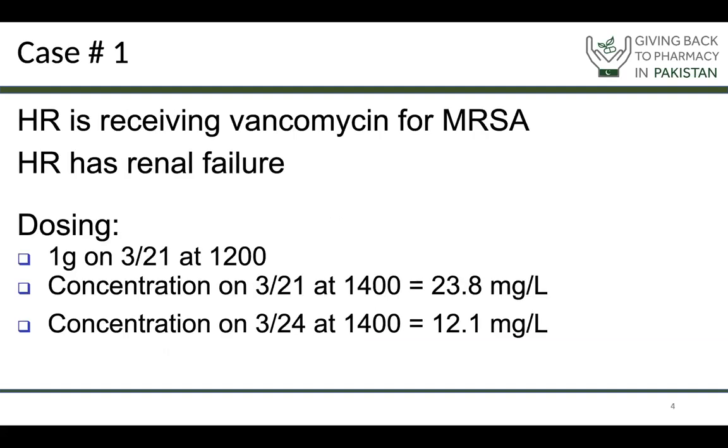So starting off with our first case, HR is receiving vancomycin for MRSA treatment, and HR has renal failure. So he was given a dose of 1 gram on the 21st at 1200, and the concentration was drawn 2 hours later at 1400, which came as 23.8 milligram per liter. The normal vancomycin concentration for MRSA treatment is between 15 to 20, and another concentration was drawn 3 days later at the same time, 1400, and it came out 12.1 milligram per liter. It's almost half of the concentration, which was the peak concentration drawn on the same day of dosing. So from this, we can guess the half-life of the drug is 3 days.